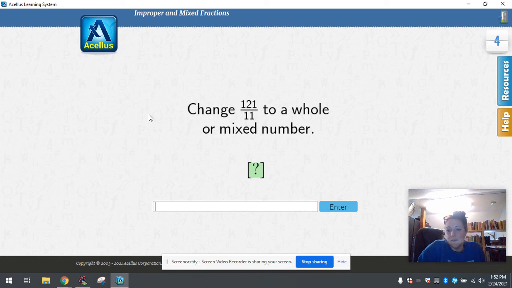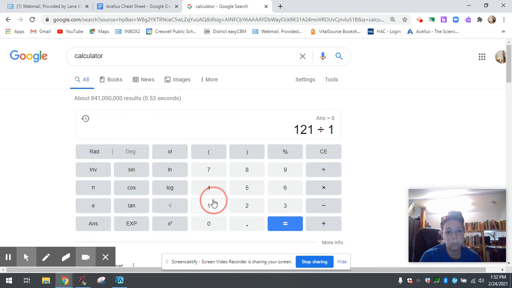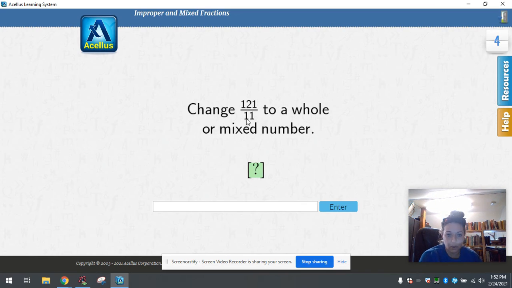Okay, I'm going to use my mental math here. I know that 121 is evenly divisible by 11. So I'm going to plug it into a calculator. 121 divided by 11 gives me 11. Okay, so that's my whole number, 11. That's easy.